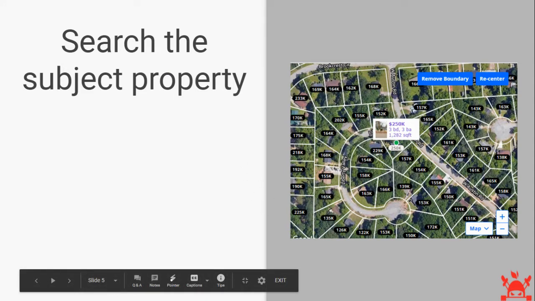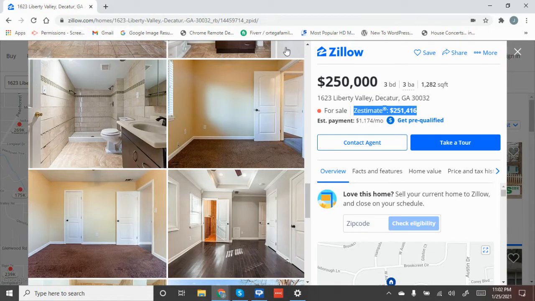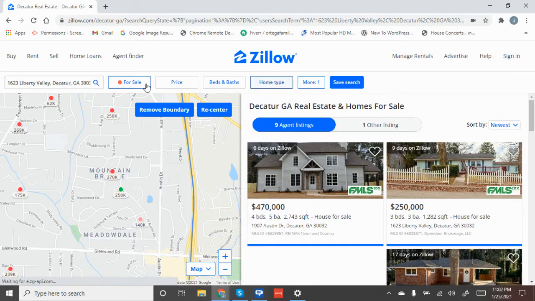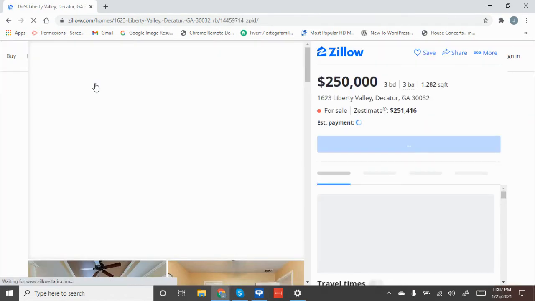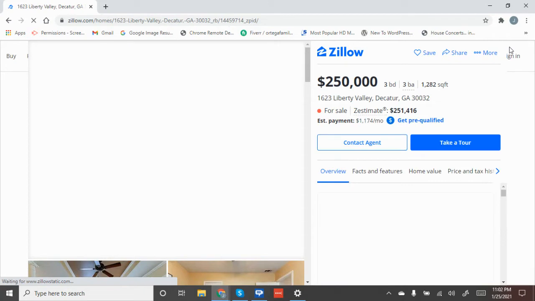All right, so the first step is to search that property. Let's pull up Zillow here. We're going to search the property. All you have to do is put in the address and hit the magnifying glass. It will go ahead and search that property, and Zillow is actually going to pull up the property itself. What we can do is close it for the time being. Let's wait until it loads.